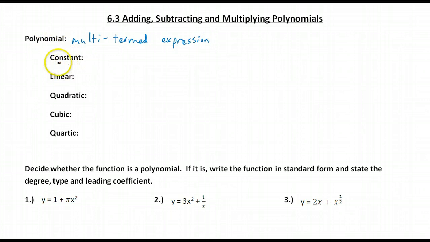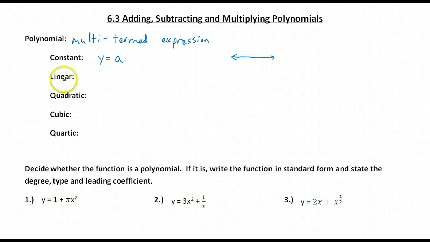The first type of polynomial is a constant. A constant is just a number with no x variable. The equation for a constant is y equals a number, and I'm just going to put a for that number. The graph of a constant will be a horizontal line.